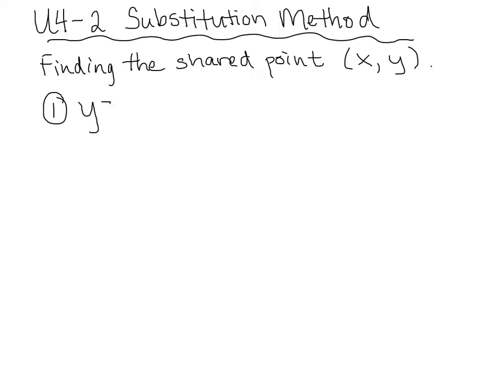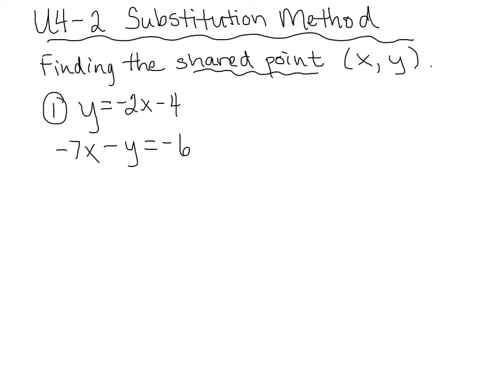One equation is y equals negative 2x minus 4. And the second equation is negative 7x minus y equals negative 6. Now we've already practiced our graphing method for solving, where we would graph both of these lines and find where they intersect, right? That would be the shared point that we're referring to. But substitution method is another way to find that x and y value.